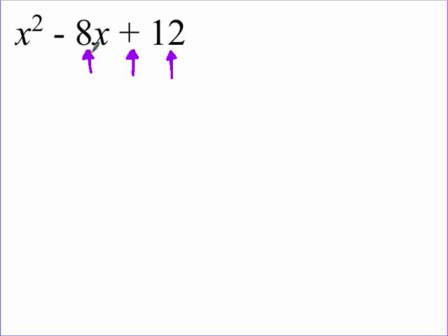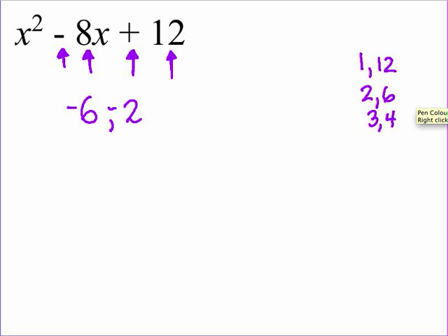6 and 2. Now if you get stuck, just start listing the factors. You could start listing them this way: 1, 12, 2, 6, 3, 4. So you could actually go through and list them if you get stuck. So 6 and 2. Now if I work backwards, how do I get a negative 8 from 6 and 2? Both numbers are negative. Yep, good job.